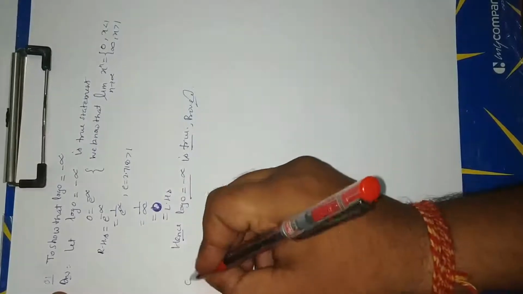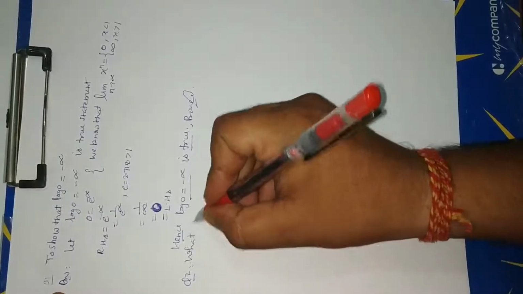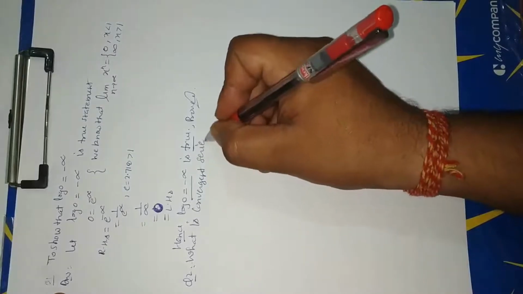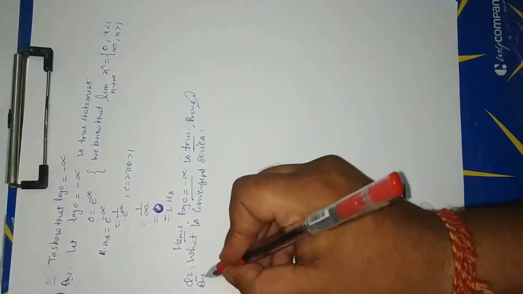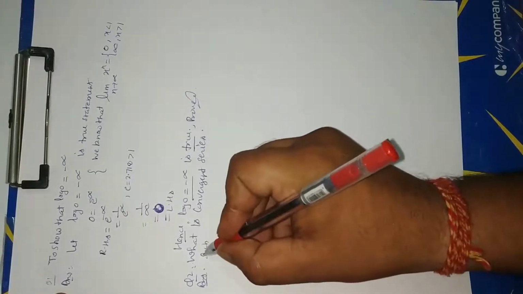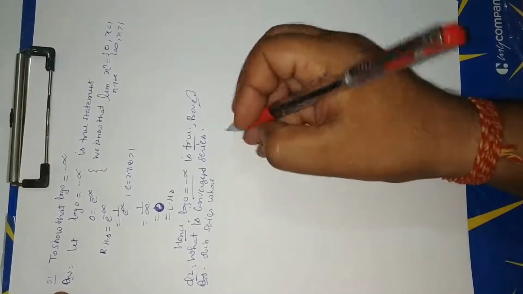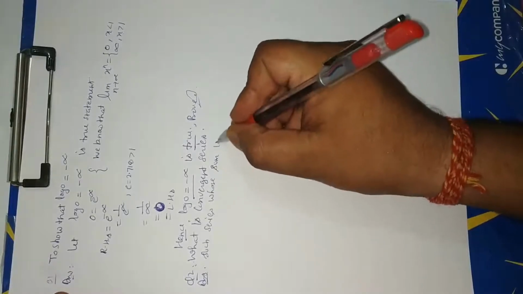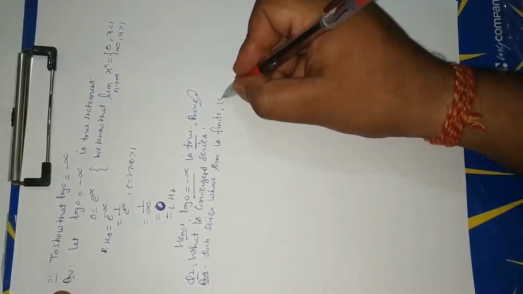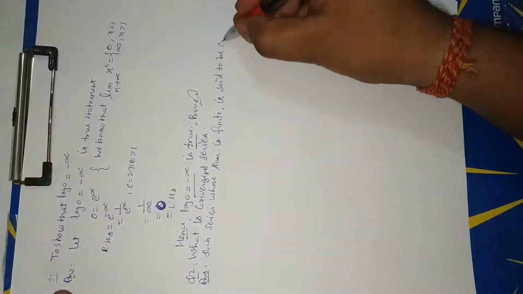Now question number 2. What is a convergent series? Such a series whose sum is finite is said to be convergent.